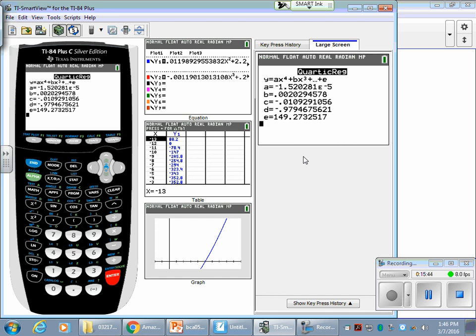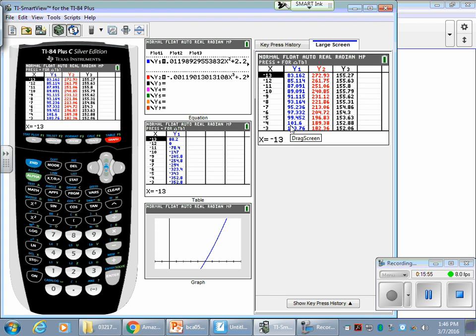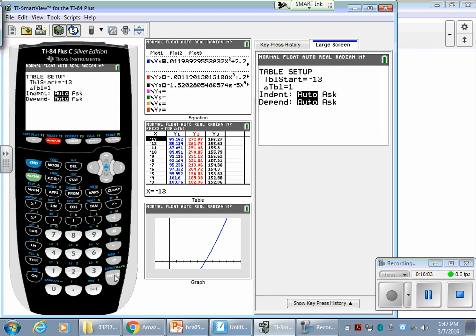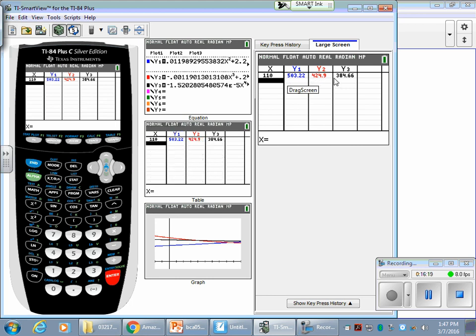Okay, if they want me to find the averages in 2010 and 2015, instead of trying to scroll down the table, which I could do, here's my table for all of these. Y1 is the quadratic, Y2 is the cubic, Y3 is the quartic. Instead of scrolling down, I'm going to change my table setup from auto to ask. And they want me to find 2010, which would be year 110 after 1900. So I get 503, 425, 385 for the average acreages.